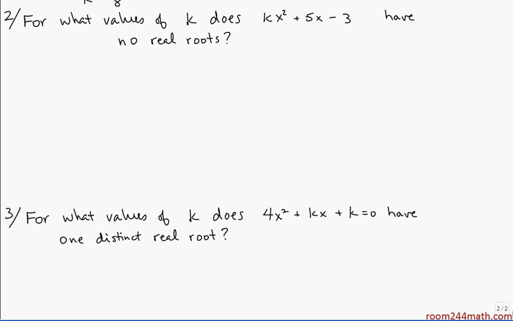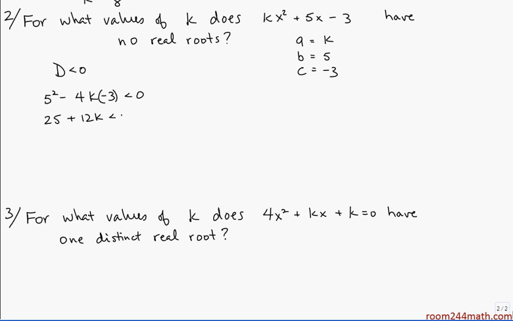For what values of k does kx squared plus 5x minus 3 have no real roots? So if it has no real roots, that means the discriminant must be negative. And again, we need to know what a, b, and c are to do this. A is k, b is 5, and c is negative 3. So the discriminant is b squared minus 4ac, which is 5 squared minus 4k times negative 3, and that must be less than 0 in order for this quadratic to have no real roots.